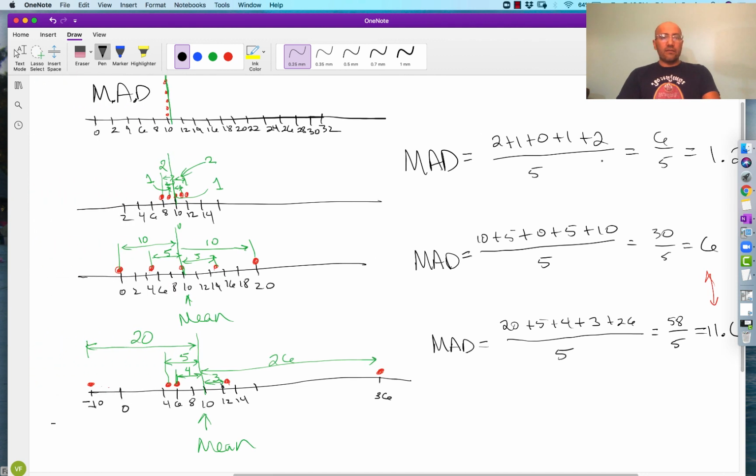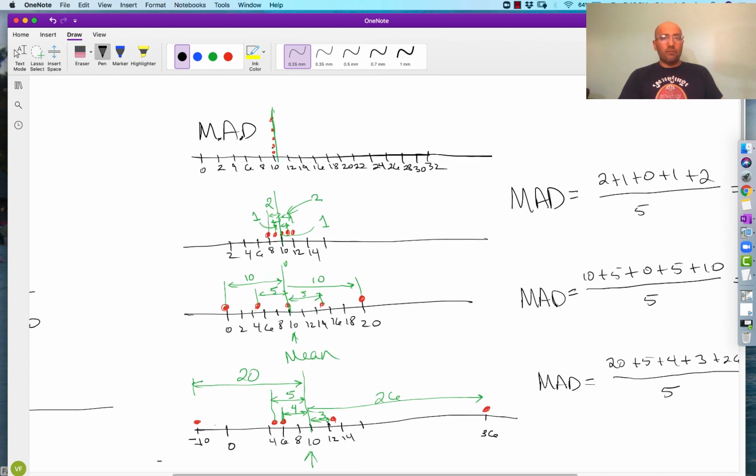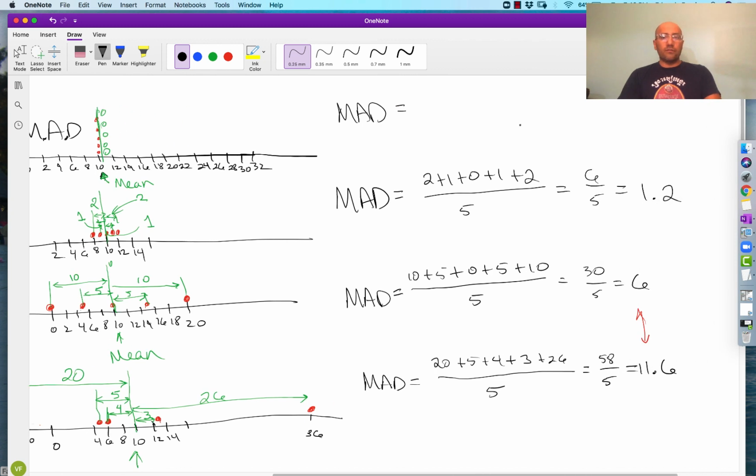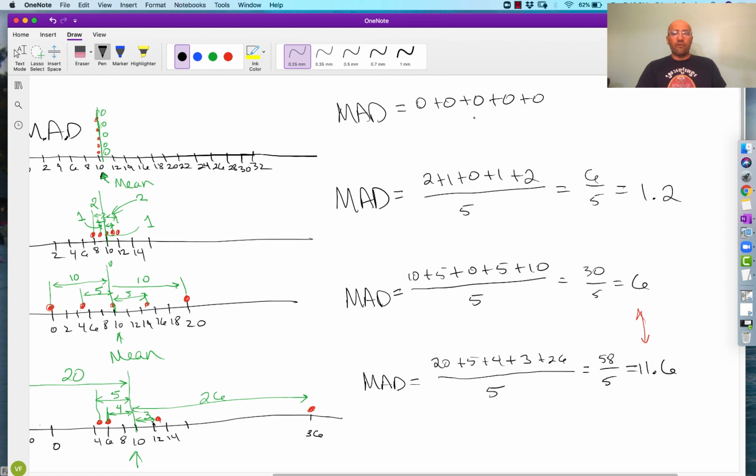Okay, and finally, this last one, well, they were all 10s and the mean was 10. So the distance each unit in the set is away from the mean is always going to be 0. 0 units, 0 units, 0 units, 0 units, 0 units. So the MAD score for this thing is equal to 0 plus 0 plus 0 plus 0 plus 0, 1, 2, 3, 4, 5, divided by 5. So it's just going to be 0 divided by 5, which is 0. The MAD score for set number 1 is 0, right?